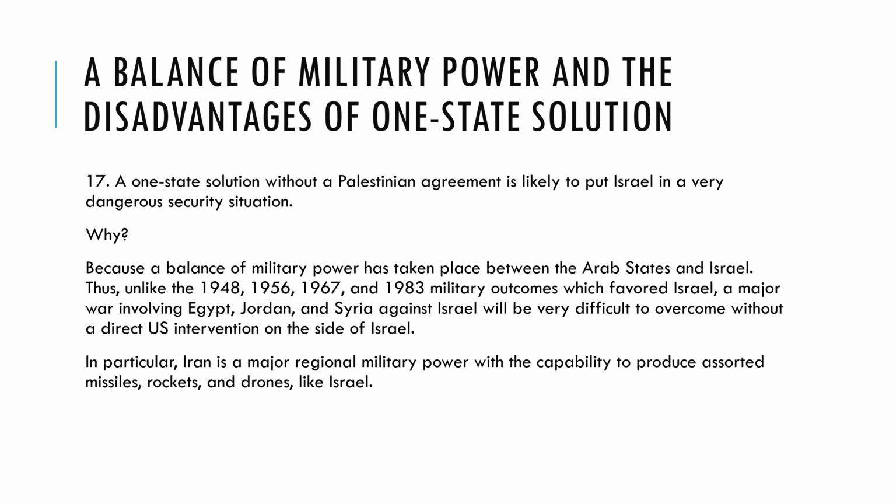17. A one-state solution without a Palestinian agreement is likely to put Israel in a very dangerous security situation. Why? Because a balance of military power has taken place between the Arab states and Israel. Thus, unlike the 1948, 1956, 1967, and 1983 military outcomes, which favored Israel, a major war involving Egypt, Jordan, and Syria against Israel will be very difficult to overcome without a direct US intervention on the side of Israel.